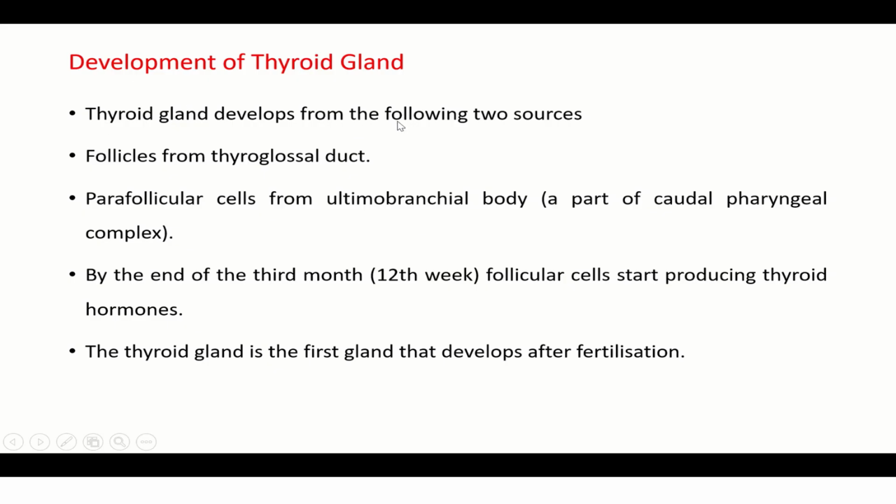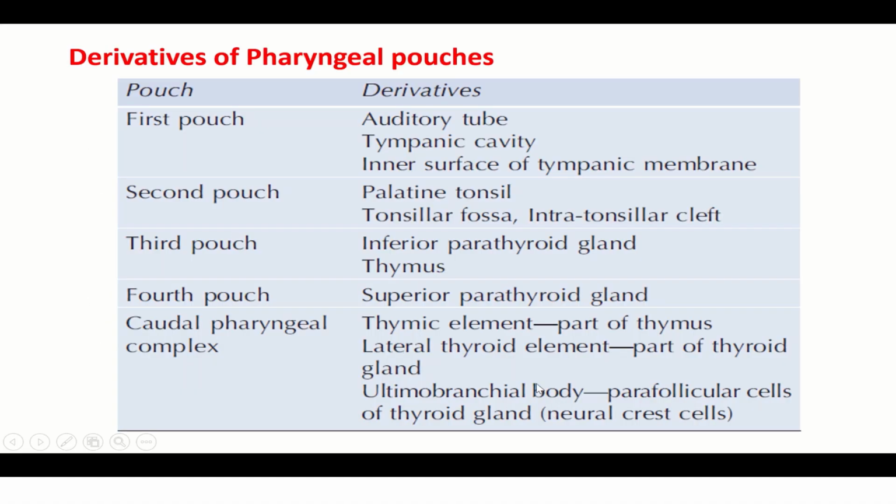So the thyroid gland develops from the following sources: the follicles from the thyroglossal duct, and the parafollicular cells from the ultimobronchial body, which is part of the caudal pharyngeal complex, as I said earlier. The thymic element, lateral thyroid element, and ultimobronchial body are the three components of the caudal pharyngeal complex, which is formed by the fourth and fifth pouches.